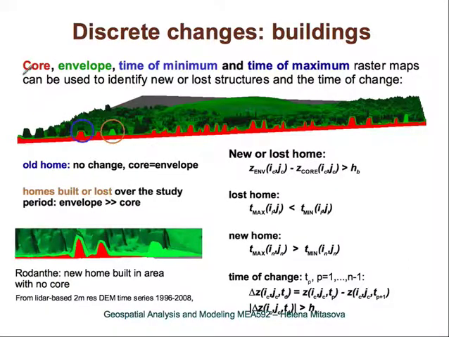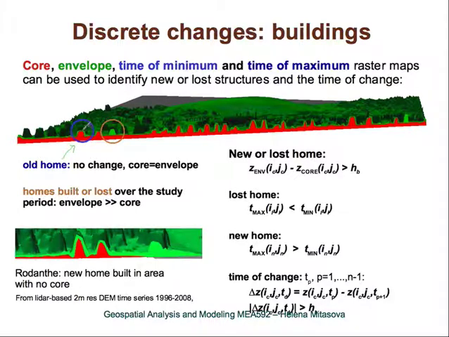And then we can also use core, envelope, and the time maps to identify and map changes in buildings. So for example, if we do a cross-section of core and outer envelope in an area that has lots of homes, based on the difference between the core and envelope, essentially based on range map, we can identify the homes that have never changed, that were there at the start of the study period, and during the years, nothing has happened to them.